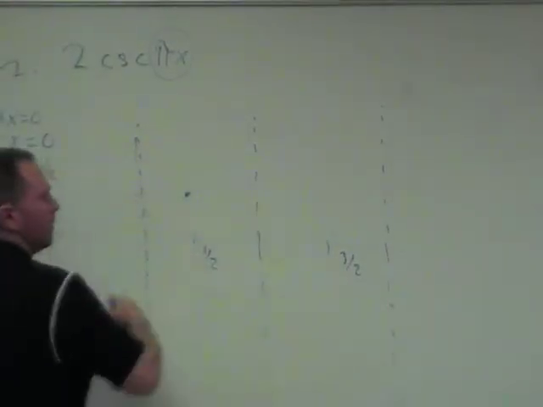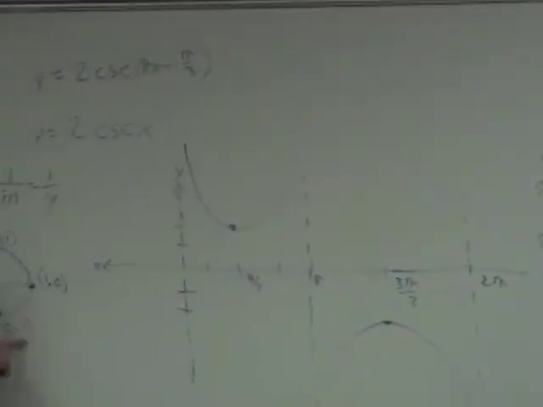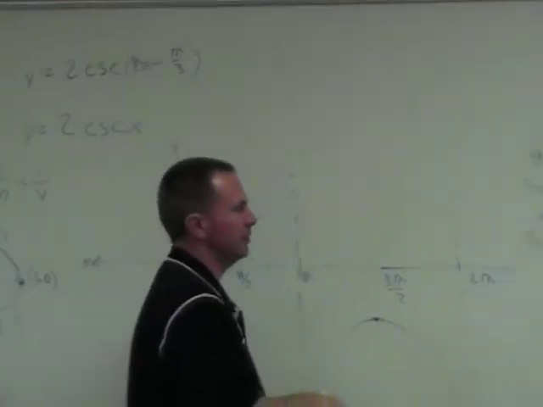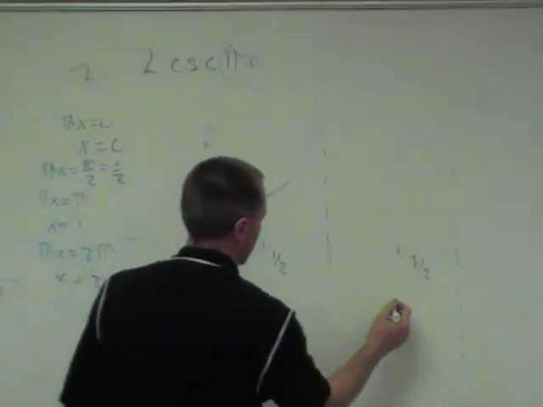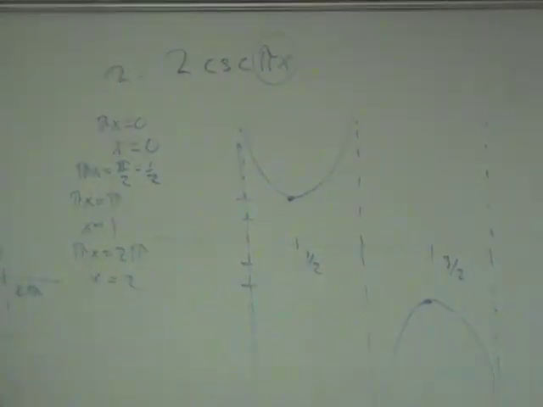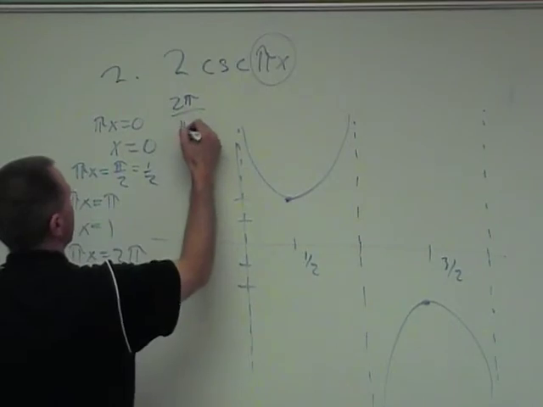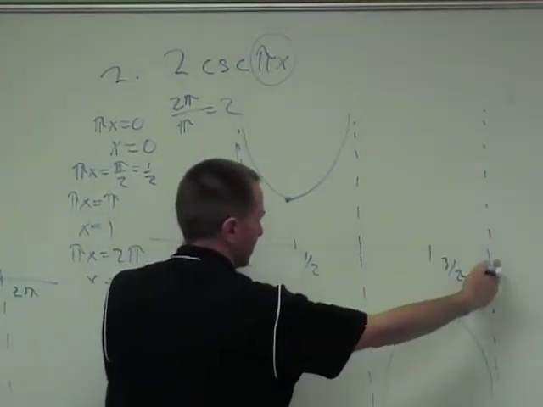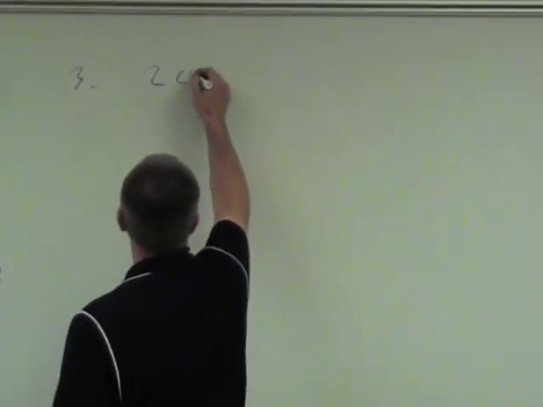Halfway between those, 3 halves. And if we plug 3 halves in, that's 3 pi over 2. The cosecant is going to be 1 over negative 1, which is negative 1, times 2 is negative 2. That would be problem number 2 of that problem. The period here, cosecant is 2 pi over k, k is pi. Period is 2, 0 to 2. That shows you that it works.